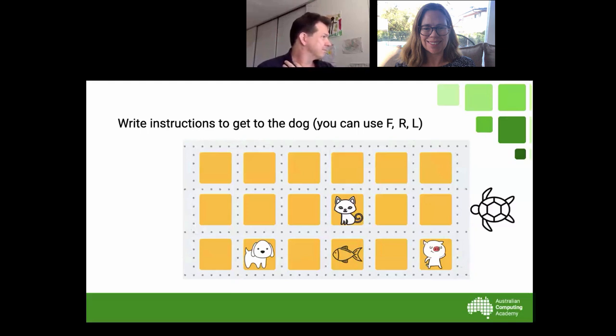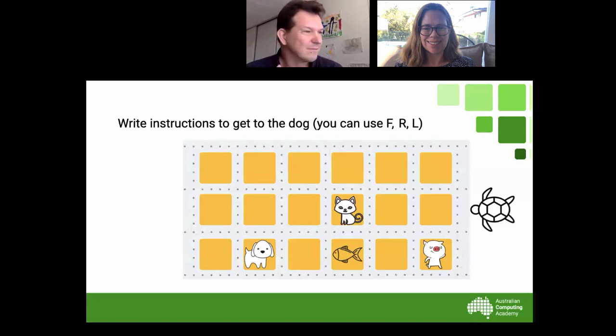Jake's given us a nice instruction, and Olivia's given us a nice instruction. Oh, let's look at Oscar's instruction. Interesting. Oscar, you're close, I think. Oh, wow, there are so many different ways to get the turtle to the puppy. I like that one too, Taryn. You've gone on a sort of scenic route.